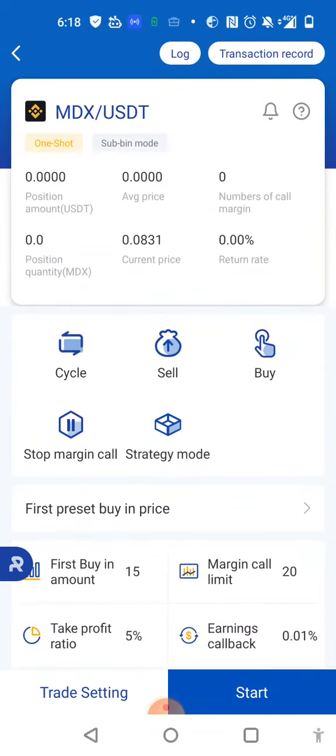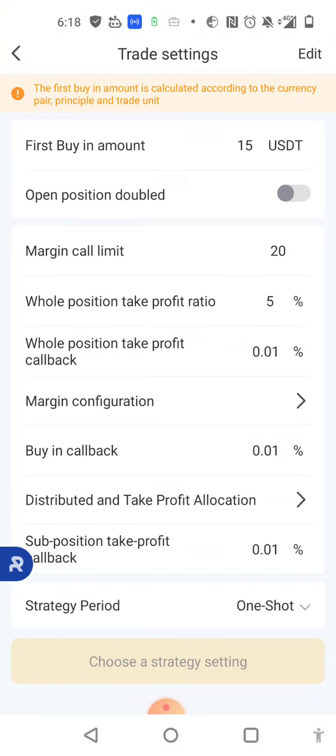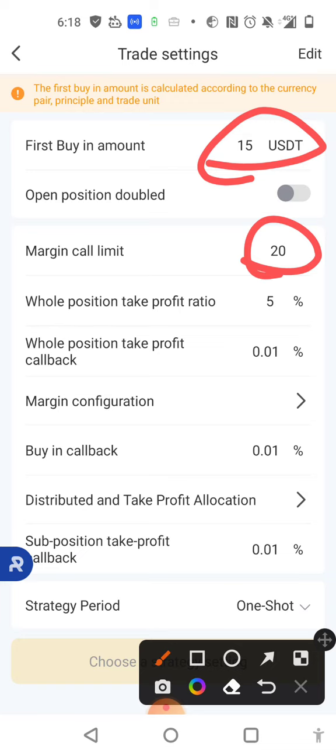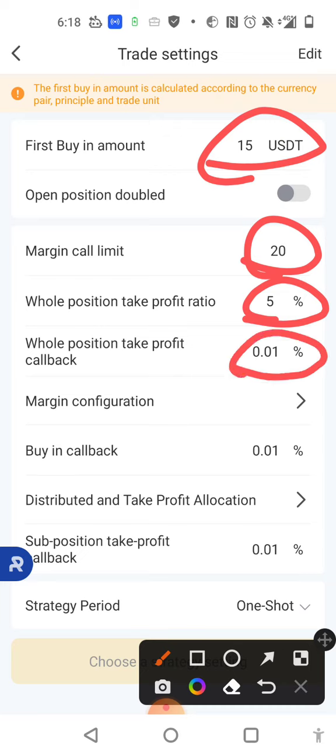So let's go into MDX and let us look at the settings. On the settings, you see the first buying amount is 15. The margin calls are 20. But the whole position take profit is 5%. The whole position take back callback is optional. You can even make it 0.5, right? But now my focus is going to go to the margin call configuration.